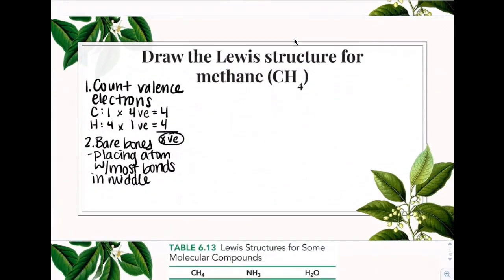And so first thing I'm going to do is say, okay, well, I have carbon and hydrogen. I cannot put hydrogen in the middle, and so I'm going to put carbon in the middle. And now I'm going to place single bonds to connect atoms.